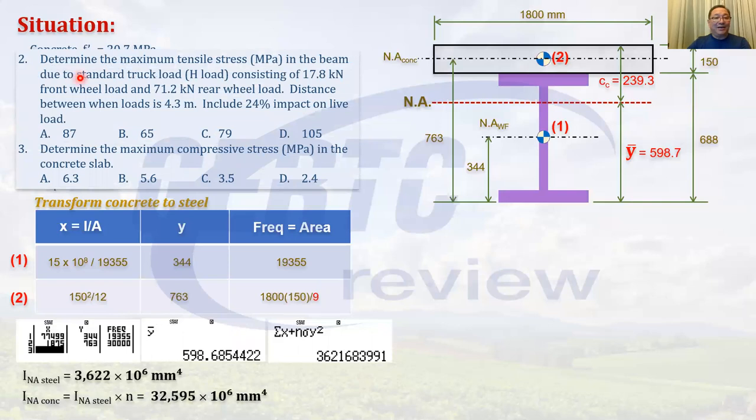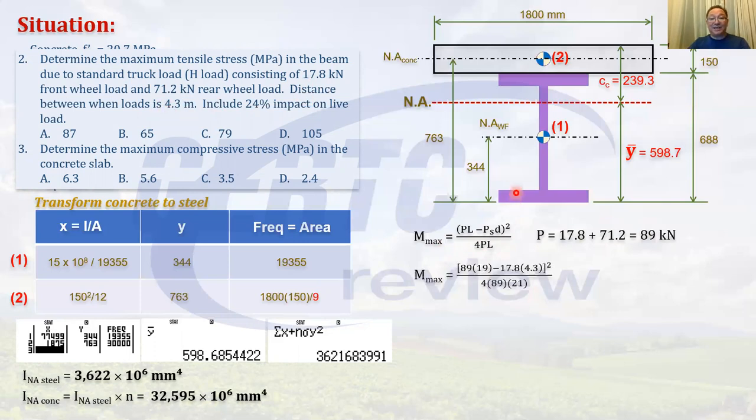Alright? So ito yung tanong, ha? May moving load tayo. Dalawang moving load, 2.43 meters apart. So compute natin yung maximum moment caused by that moving load. Ito yun. PL, di ba? Very familiar. PL minus PS number 4 PL. Your P is the total of the two. PS is a smaller load. That is 17.8. Ang D natin is 4.3. Yung length natin is 19 meters. Okay? So picture. Alright. Ito yung maximum bending moment caused by the moving load.